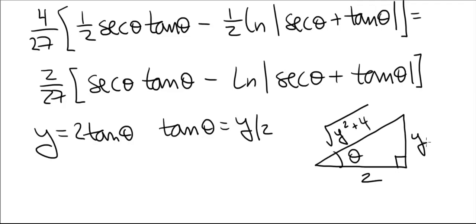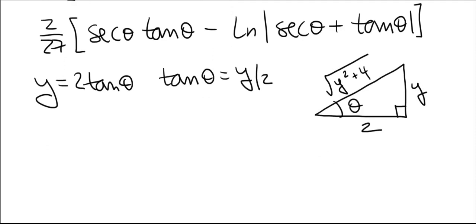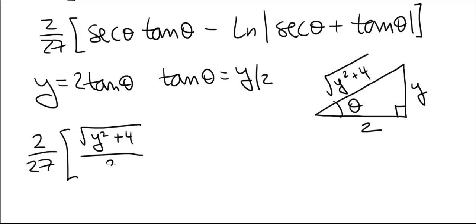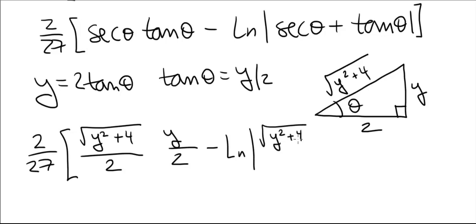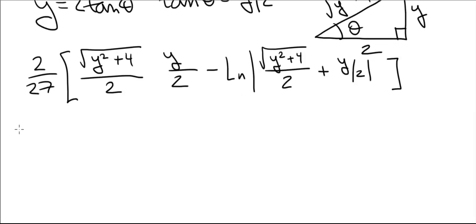So we can now express this as our answer. Our answer is 2 over 27 times secant. Secant is hypotenuse divided by adjacent, square root of y squared plus 4 divided by 2, times tangent, which is y divided by 2, minus natural log of absolute value of secant, that's square root of y squared plus 4 divided by 2, plus tangent, which is y divided by 2. And remember now what y was. Y was equal to 3x. So this is our solution in variable x, our integral.